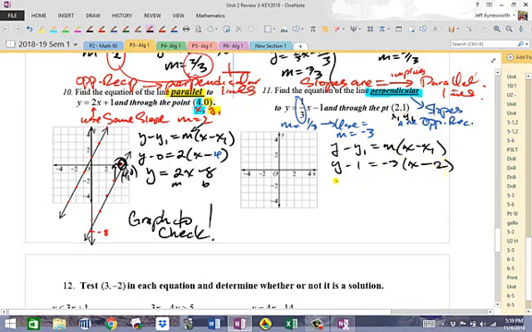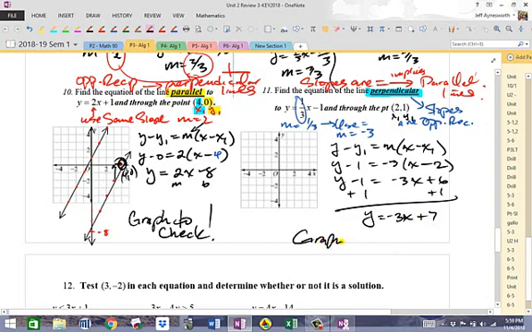Distributing through, what do you get? Well, you get -3x plus 6. Add the 1. Got to solve for the unknown. And you get y is equal to -3x plus 7. And then you graph to check.